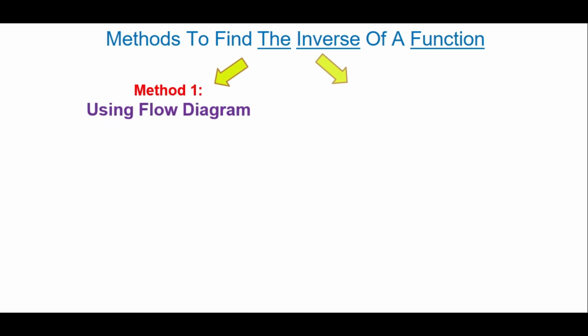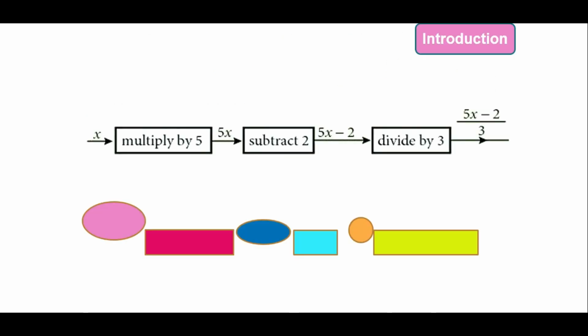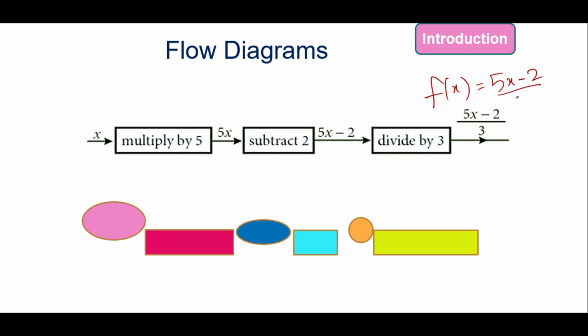We have different methods to find the inverse of a function. I will be discussing two methods here. Method 1, which is using the flow diagram, and method 2, which is using the algebraic method. But the algebraic method is most preferable. Now you look at this diagram. You have an input x, which is represented by this flow diagram, giving an output function of f of x equals 5x minus 2 over 3.